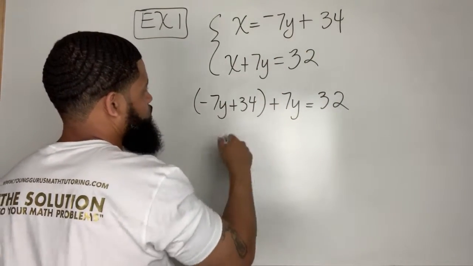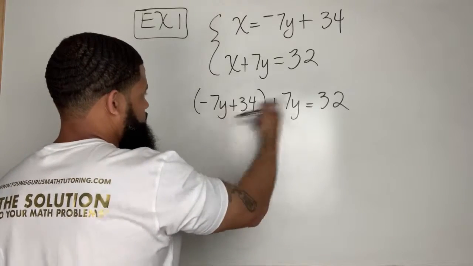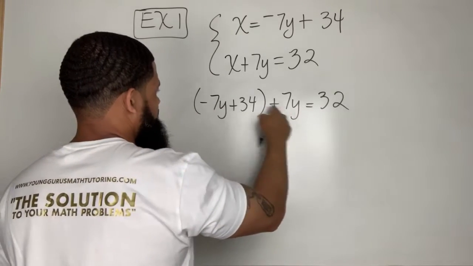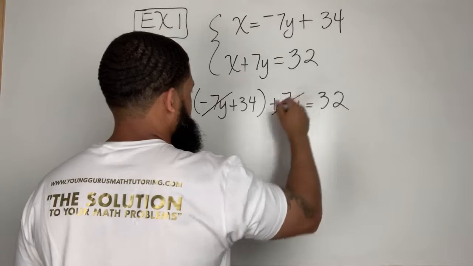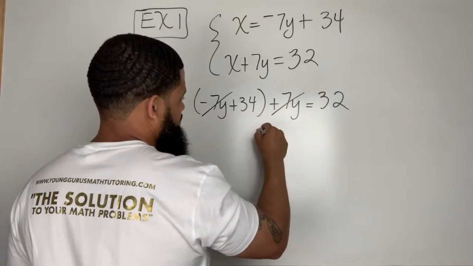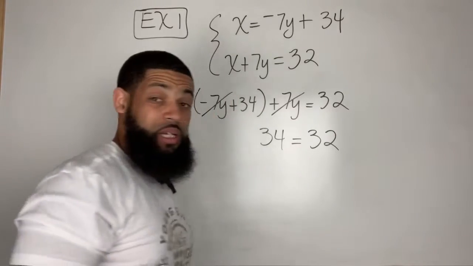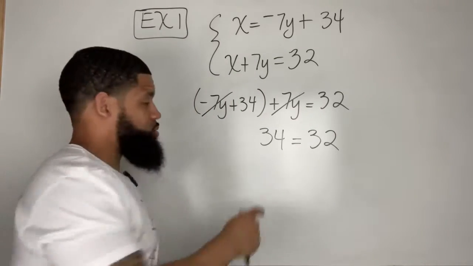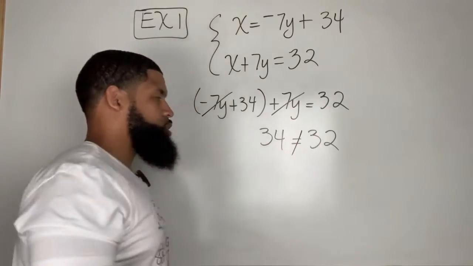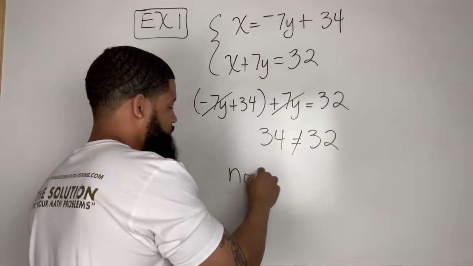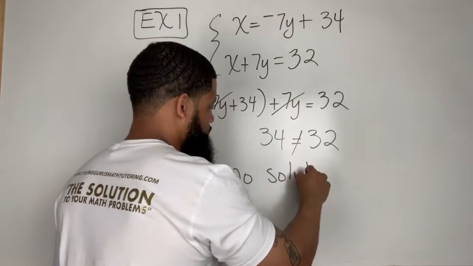All right, let me make sure I wrote that properly. I did. So now we can combine like terms. Negative 7y plus 7y, they're opposites, so they cancel. So I'm just left with 34 equals 32. Now, this is a false statement, so 34 is not equal to 32. So that means this one has no solution.